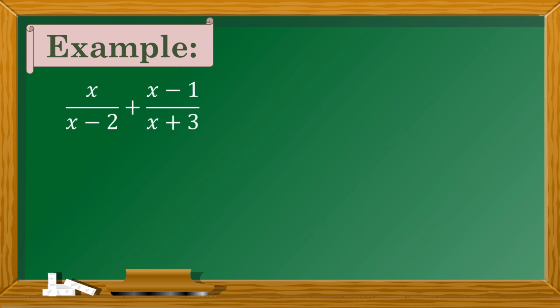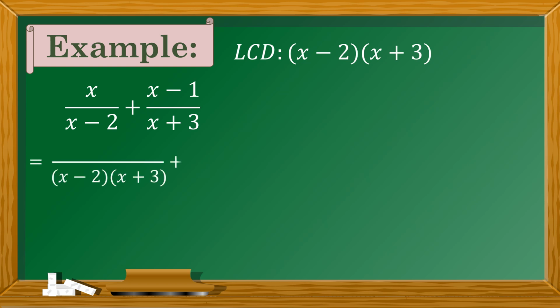Next example, x over x minus 2 plus x minus 1 all over x plus 3. Again, since these expressions have different denominators, we have to first find the LCD. So the LCD is quantity x minus 2 times quantity x plus 3. Okay, then we can now write the equivalent expressions of each rational expression, making the denominator equal to quantity x minus 2 times quantity x plus 3. Okay, now we have to find the numerators of each expression. To find the numerator, we have to divide the LCD by the denominator, then multiply it by the numerator.